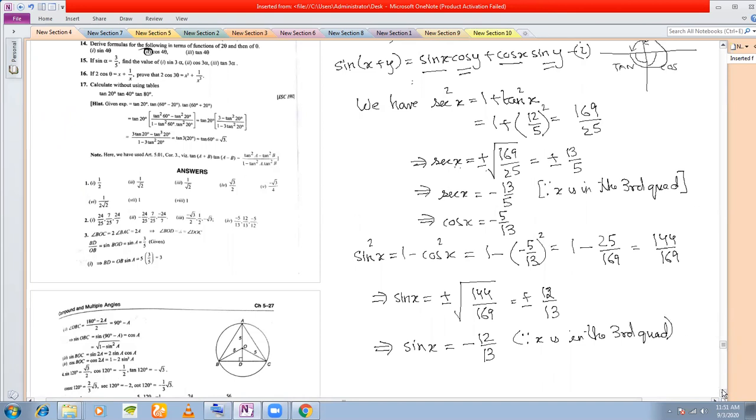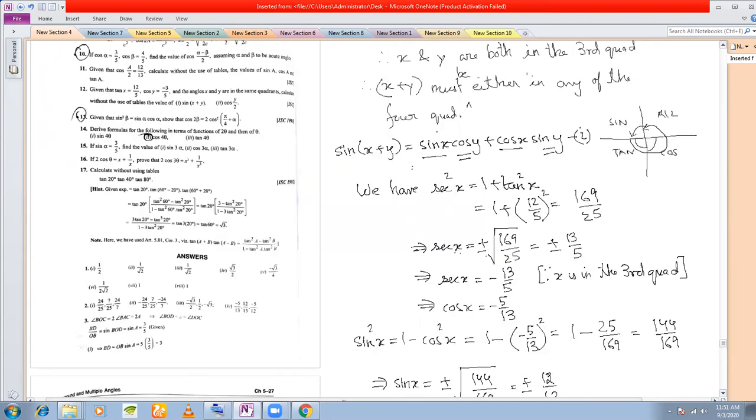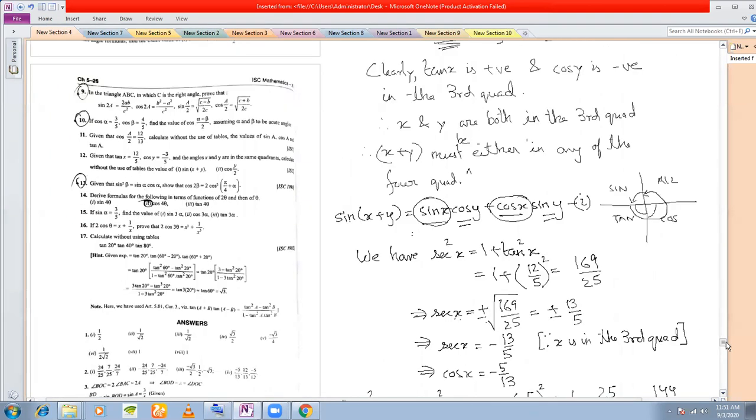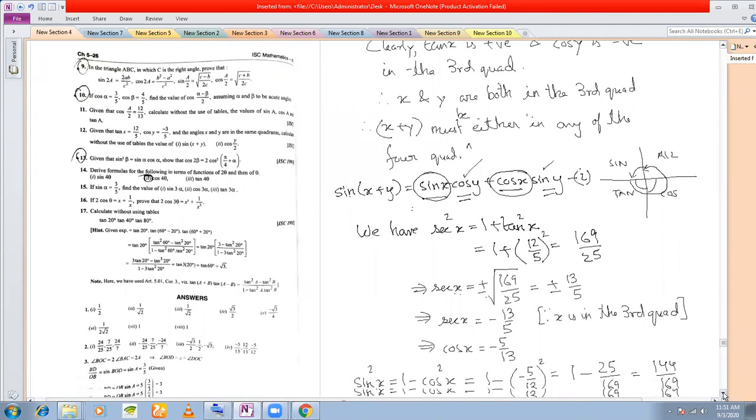Okay. So we have found out the value of sin x and cos x. We now proceed to find out what else we need to find here. We have already calculated sin x and cos x. Now, is cos y given to us? Yes, cos y is given to us. So we only need to calculate sin y. So let us calculate sin y.